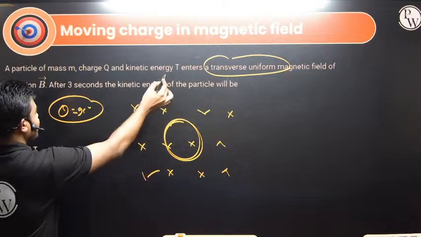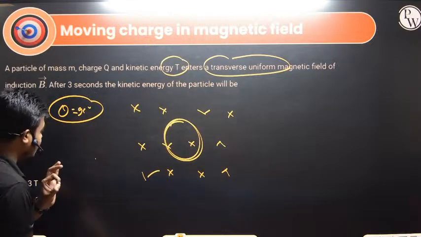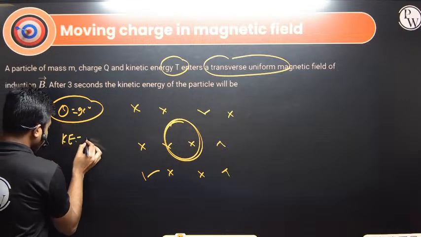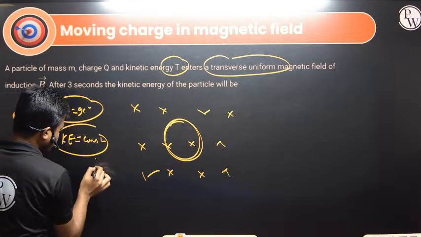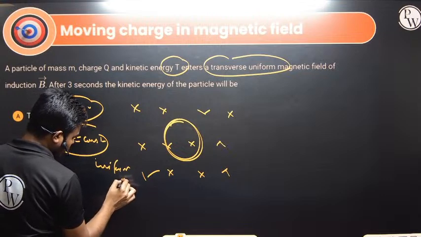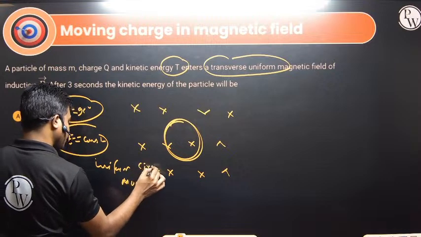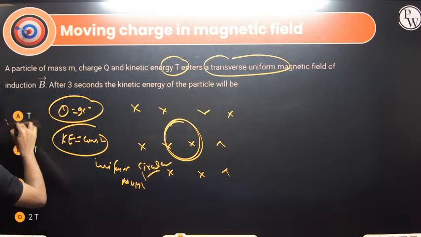What is the initial kinetic energy? T. So what should be the final kinetic energy? It has to be T because kinetic energy is constant. Remember this: the particle is doing uniform circular motion. In uniform circular motion, the speed does not change, but velocity changes because of its direction. So this has to be T.